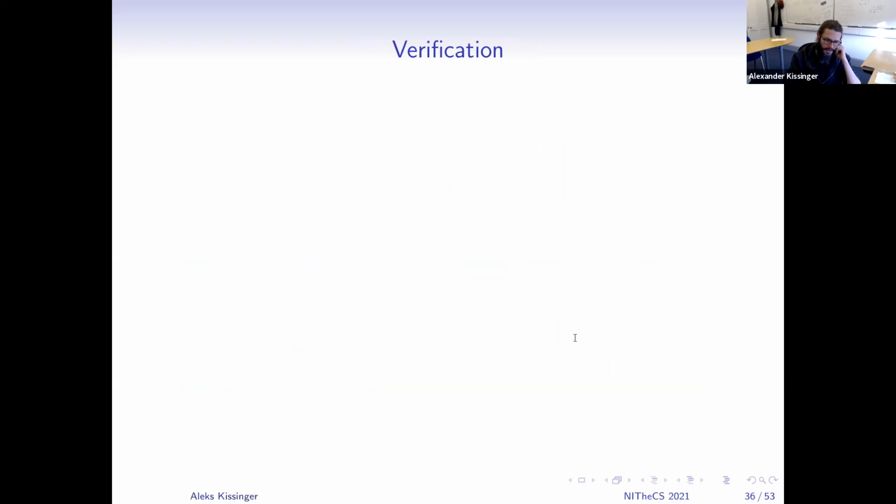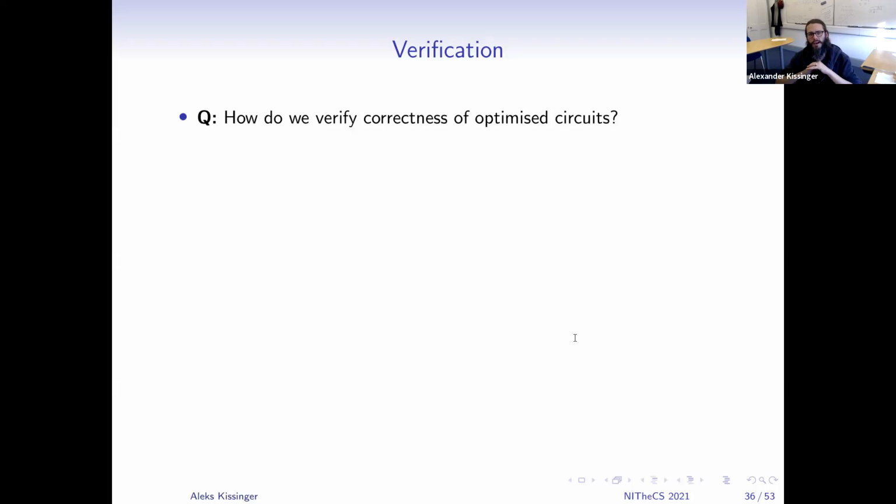A nice property of this style of optimization is that it's self-checking. When we put our circuit into an optimizer, how do we know that we didn't break our circuit? How do we know it's doing the same computation as it was doing before? In general, this is hard. It's called QMA complete, which is like the quantum version of NP complete, to judge whether two circuits have the same unitary or do the same computation.